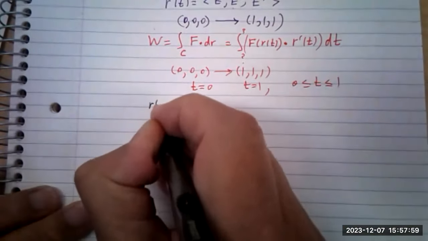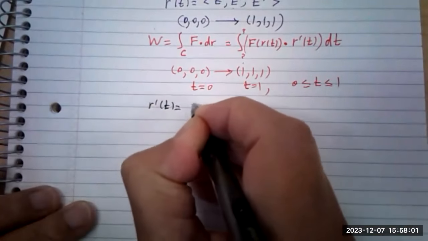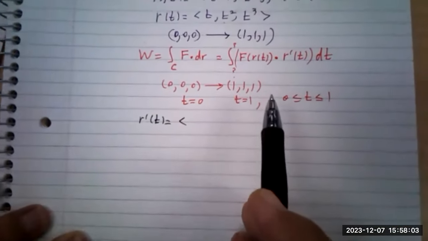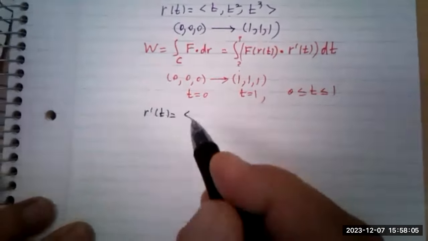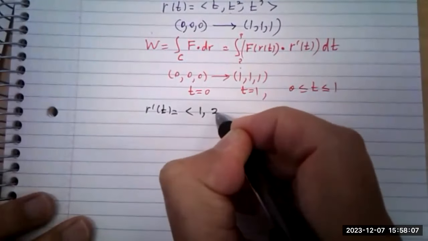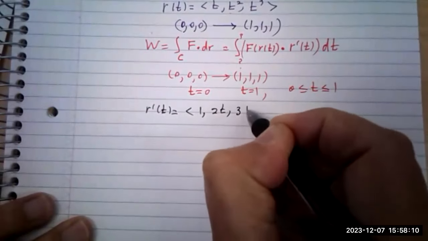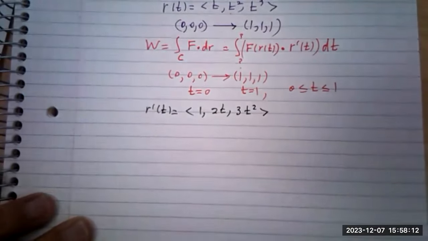So we go with r prime of t first. R prime of t, this is r of t differentiated with respect to t. So that gives you 1, 2t, 3t squared. That's r prime of t.